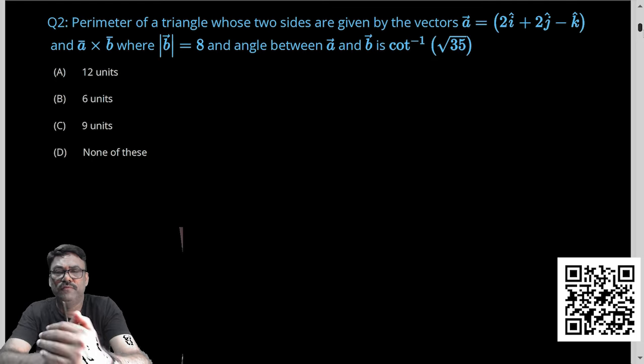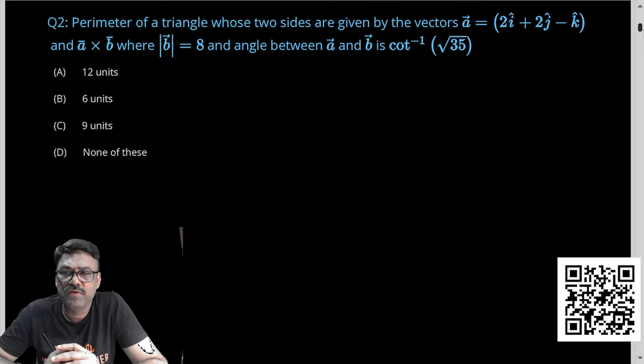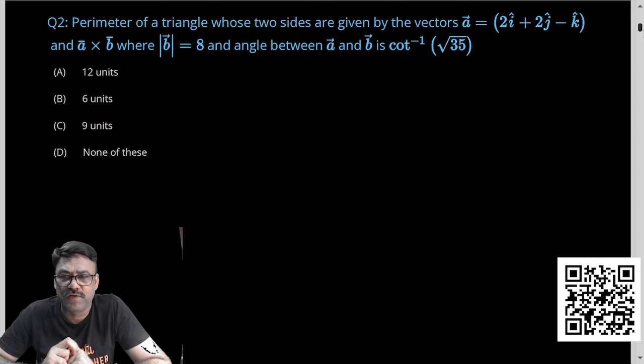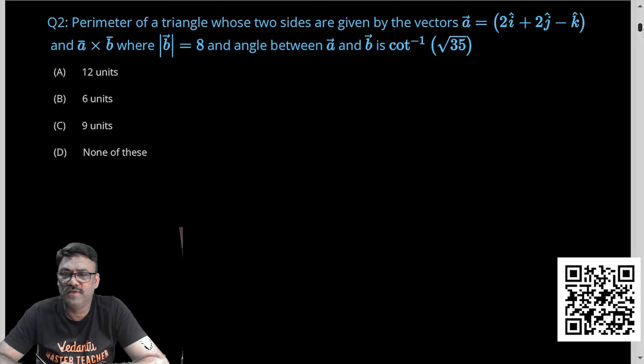This question is based on vectors. They have given you two vectors, A and A cross B, and these are the sides of a triangle. The angle between A and B is also given, cot inverse root 35. They are asking for the perimeter of this triangle. So to get the perimeter, you have to get the side lengths, right?